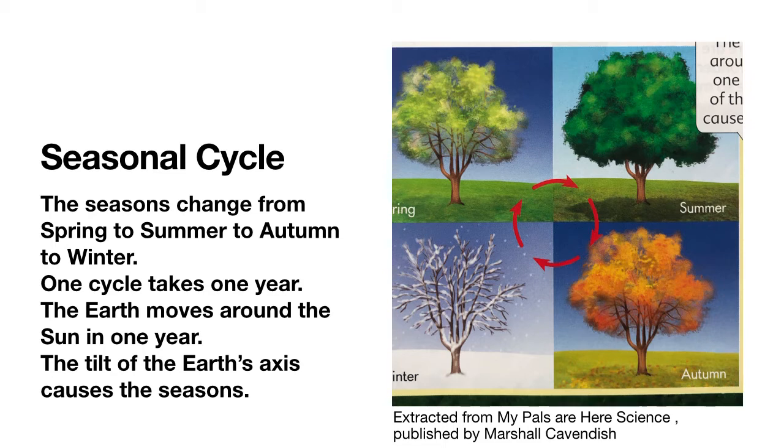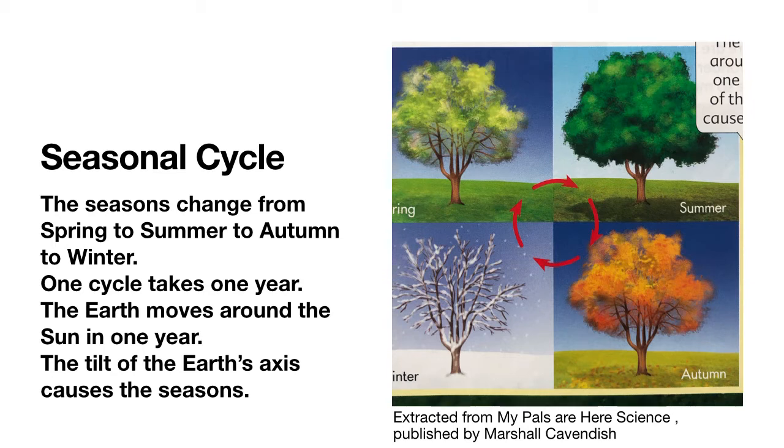Another cycle that you would see in temperate countries, but not in countries like Singapore, is the seasonal cycle. We know there are 4 seasons in a year. We have spring, summer, autumn, and winter. And this cycle takes 1 year to go through the entire cycle.